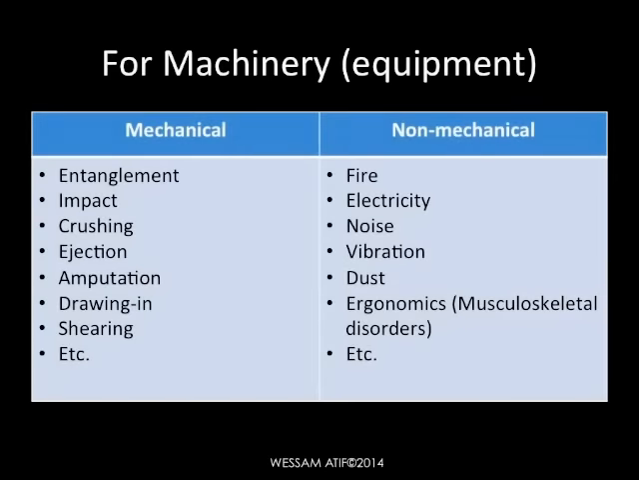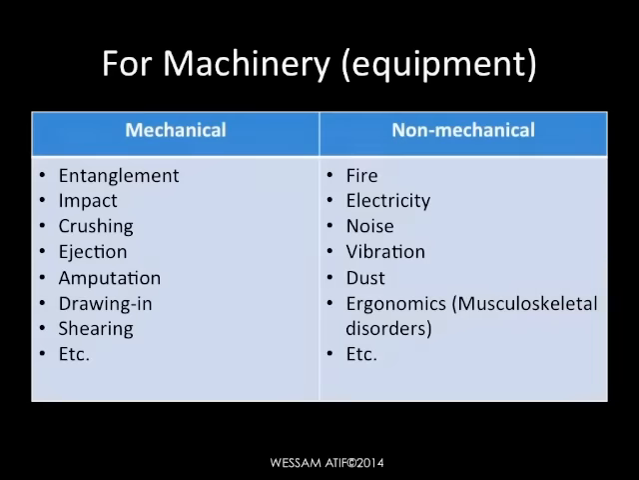So NEBOSH wants to make sure that you have a bigger picture as a safety advisor. You know that each piece of machinery or equipment has two sides of hazards, mechanical and non-mechanical. Non-mechanical, like fire, electricity, noise, vibration, dust, and always ergonomics and musculoskeletal disorders, always there. So make sure if the question is about hazards or controls of, especially controls of machinery or equipment, you covered mechanical and non-mechanical, plus of course our original audit plan.